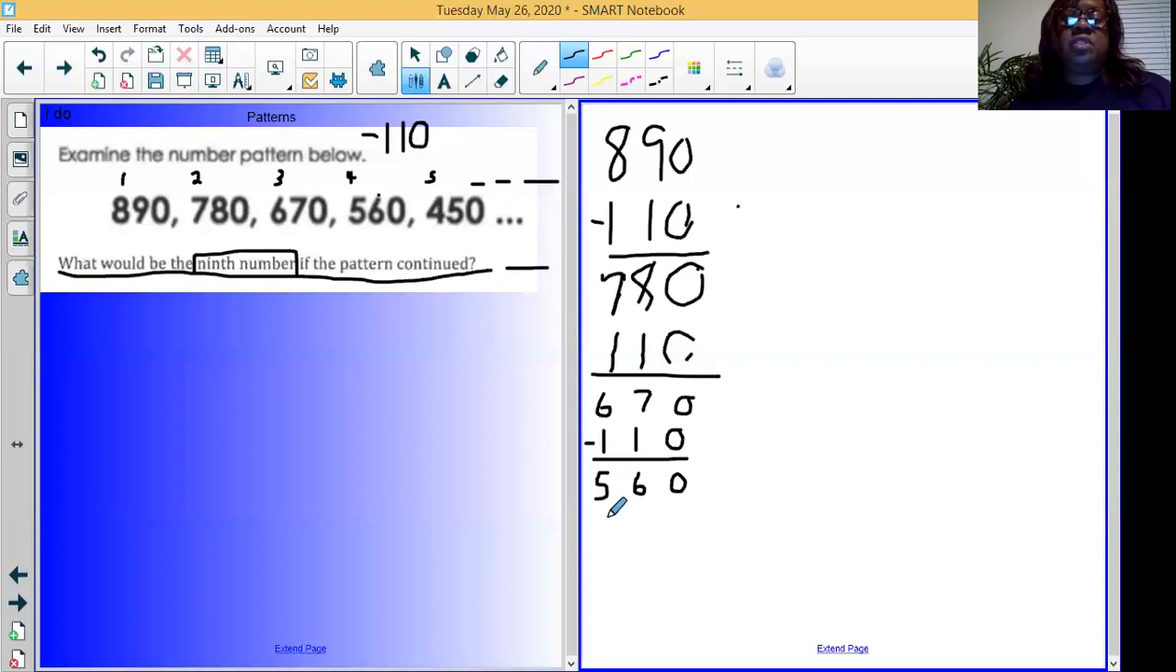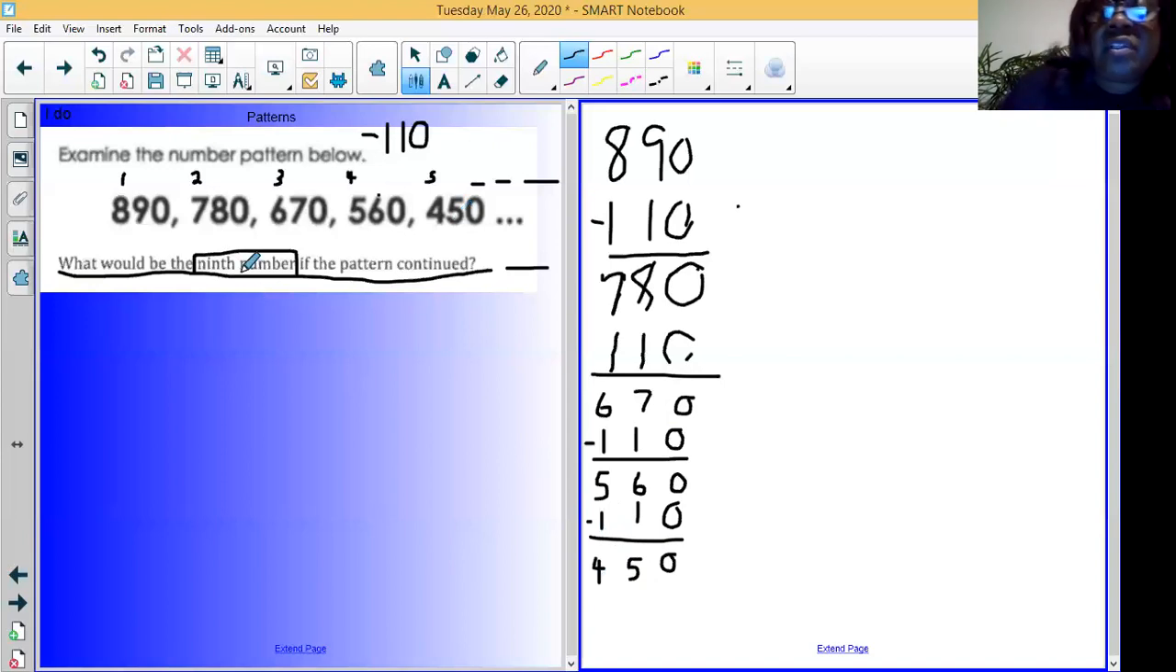Okay, let's subtract 110 again. 0 minus 0 is 0. 6 minus 1 gives me 5. 5 minus 1 gives me 4. So we're at 450. That's our fifth number.